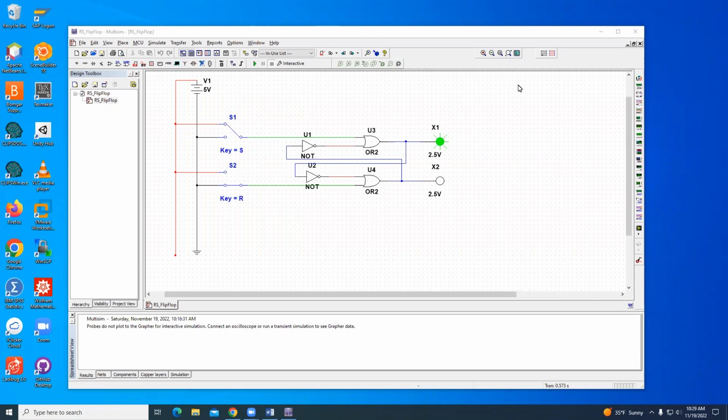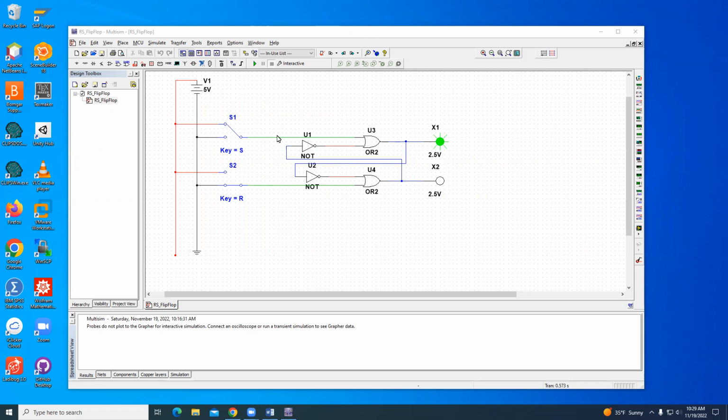We usually label one of the outputs as the primary. So I'll take the upper one, the one labeled X1, which is usually labeled Q, and the other one Q prime. That implies that they should always be in the opposite state. If one's high, the other's low, and vice versa.